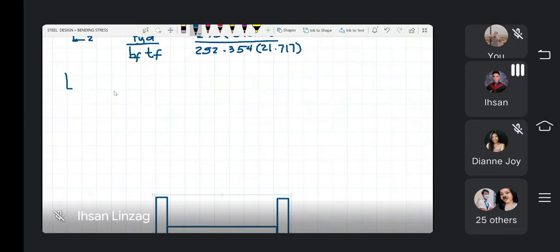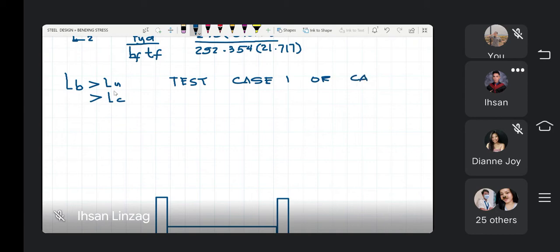So, LB natin is greater than LU. Then LB, syempre, greater than LC na yan. Kapag ganyan, structure natin, iti-test natin if it is case 1 or case 2, kung naalala nyo. So, kapag tinest natin yan, kukunin natin itong mga value na to.